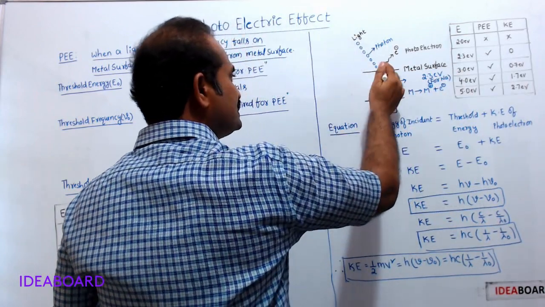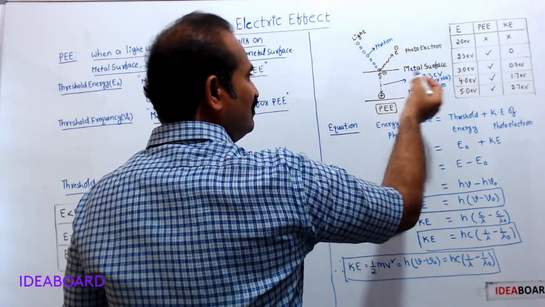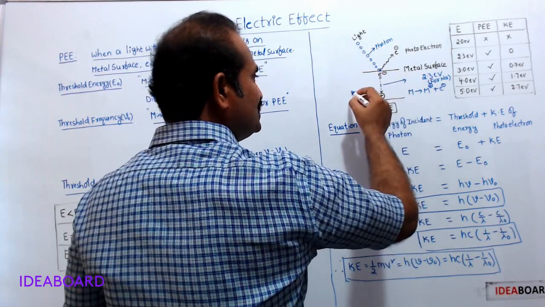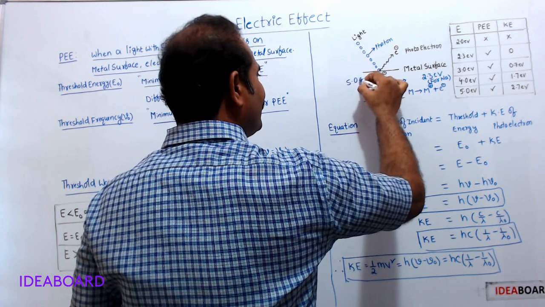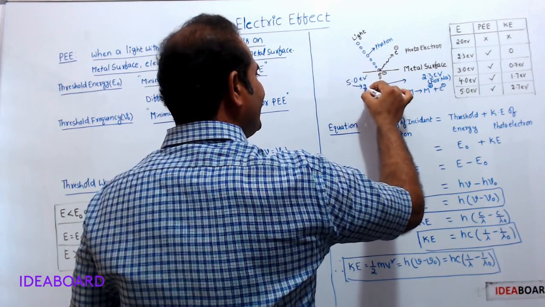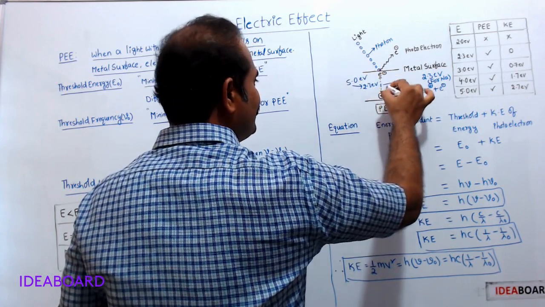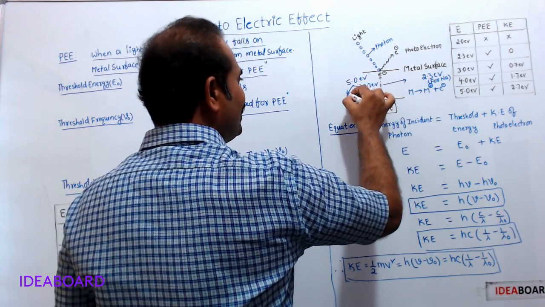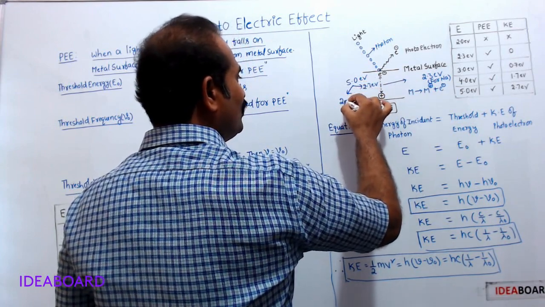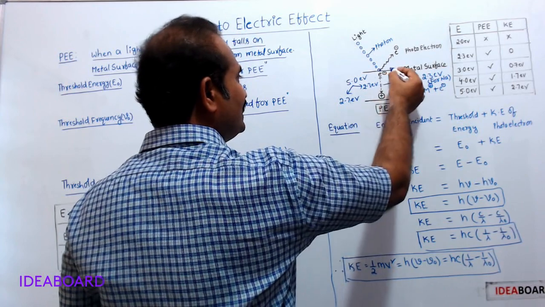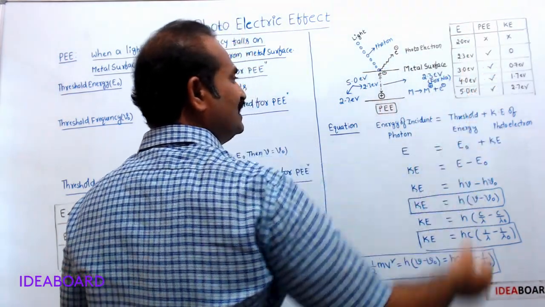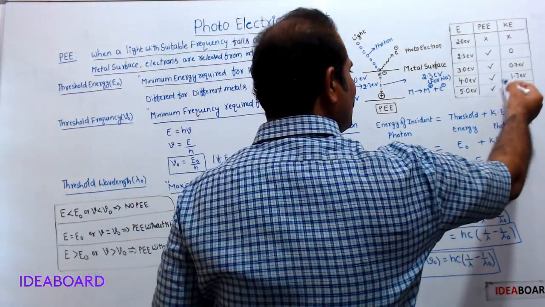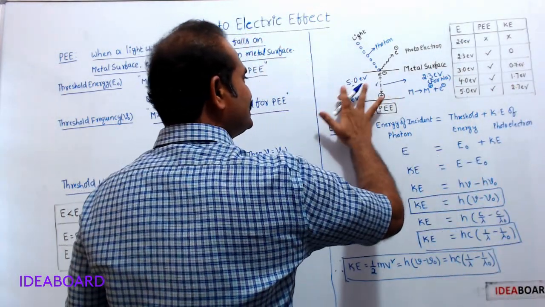Suppose the incident photon energy is 5 electron volts. Out of 5 electron volts, 2.3 electron volts is utilized for breaking this bond, and the remaining 2.7 electron volts turns to kinetic energy. By using that kinetic energy, the released electrons move away from the metal surface. Therefore, here also the photoelectric effect takes place.